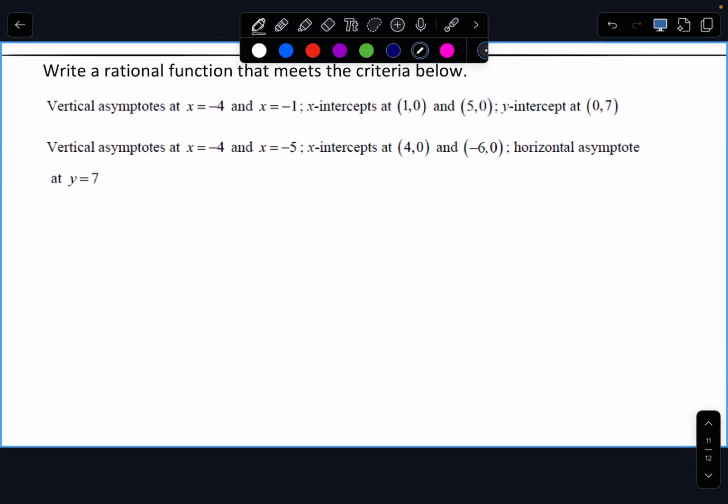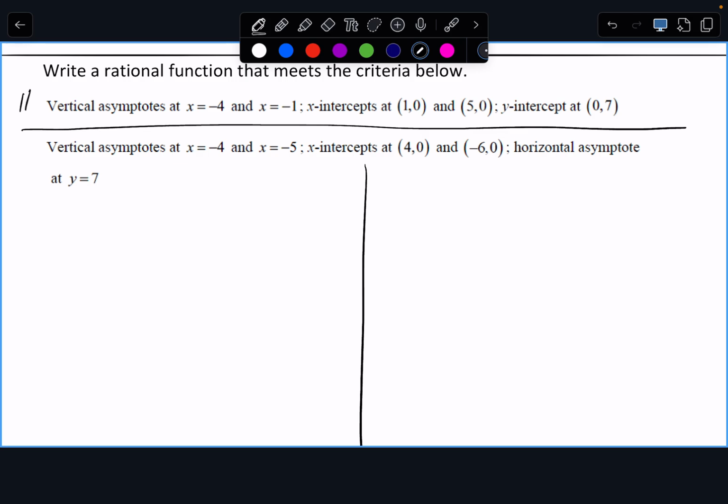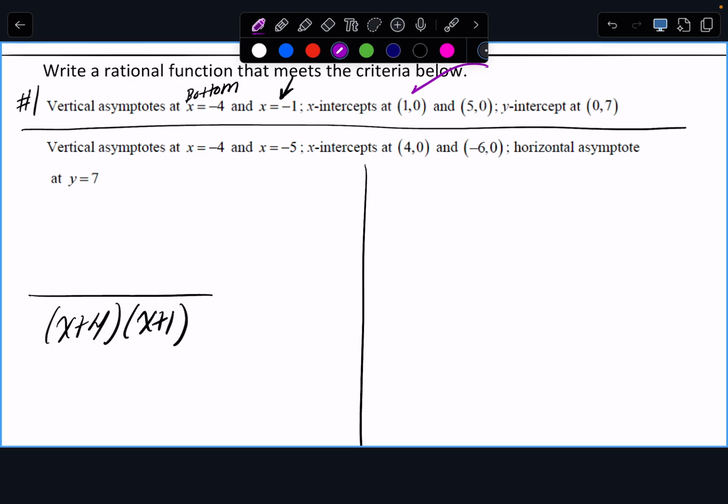All right, now last but not least is doing these ones, writing the equation. These are two separate questions. This is number 1. It says vertical asymptotes. These should be overall pretty easy. There's some tricky elements. Vertical asymptotes are bottoms. So make sure you do the opposite though, because when you solve it, you're doing opposite. So if it's at -4, the vertical asymptote, it'll be x plus 4 on bottom. If it's at -1, it's x plus 1 on bottom. Does everyone see what I'm saying?